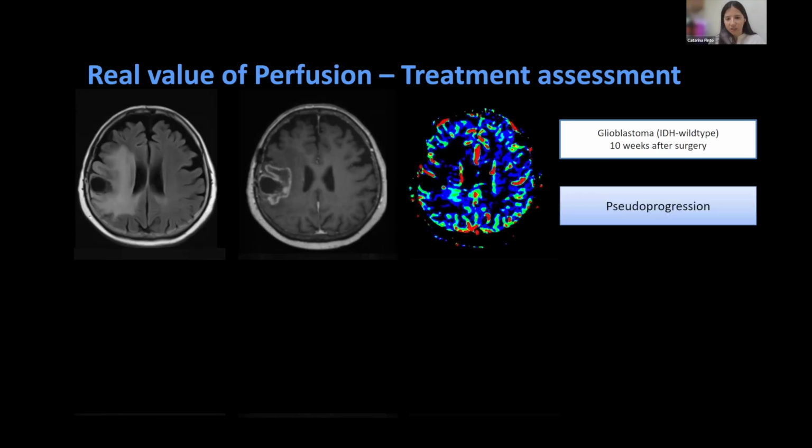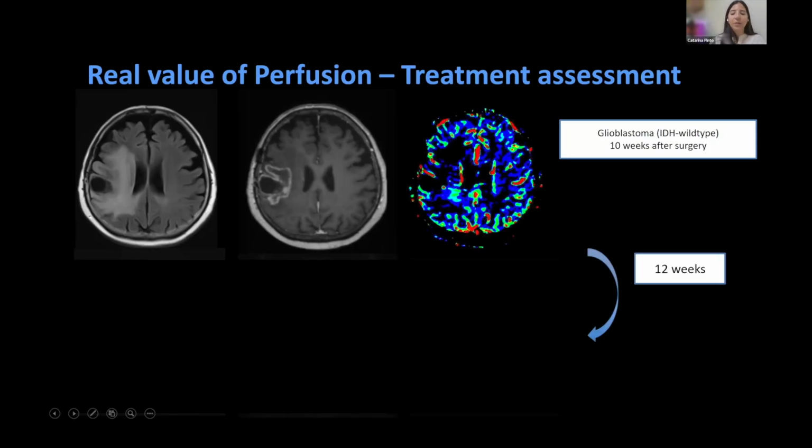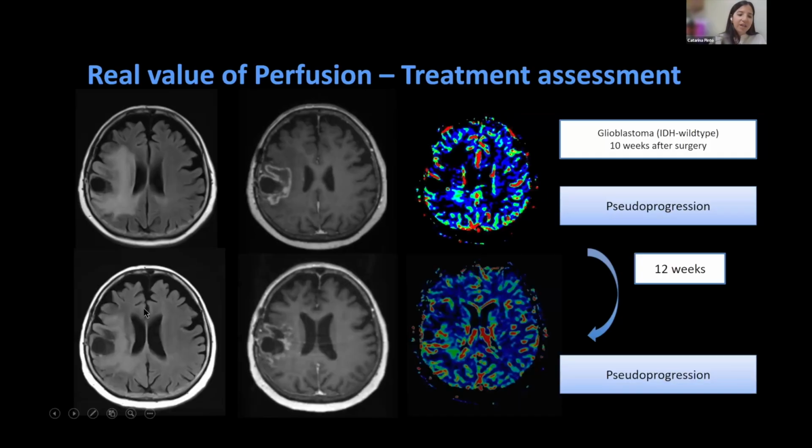This is radiation necrosis that occurs after the treatment, and it can be confused with tumor progression on the contrast enhancement images, but the perfusion is really, really helpful. Actually, this lady had a new scan 2 weeks after this one that showed that the T2 FLAIR signal had decreased, the enhancement was also decreased, and the perfusion still showed no abnormalities. So we confirmed that this was a pseudoprogression.